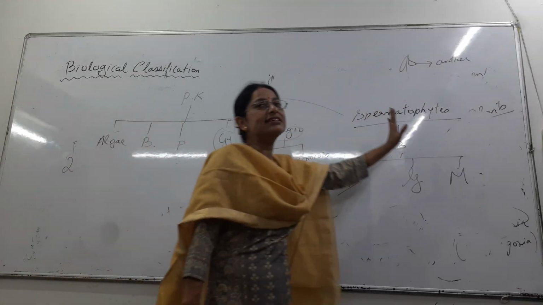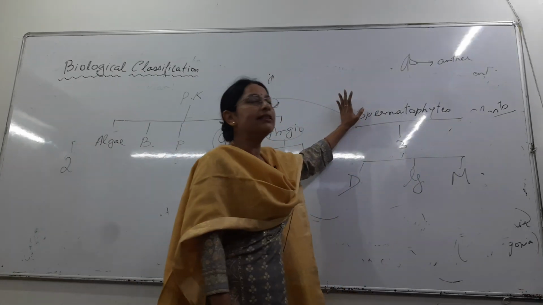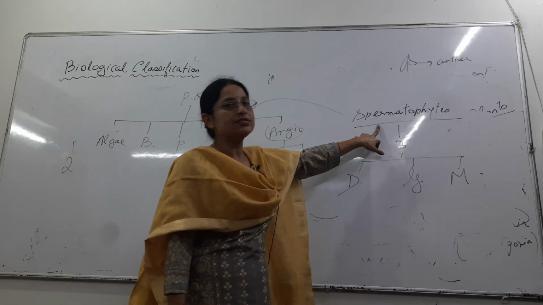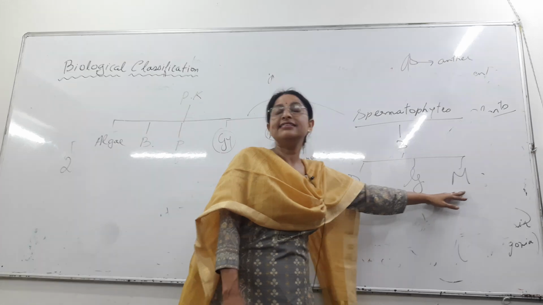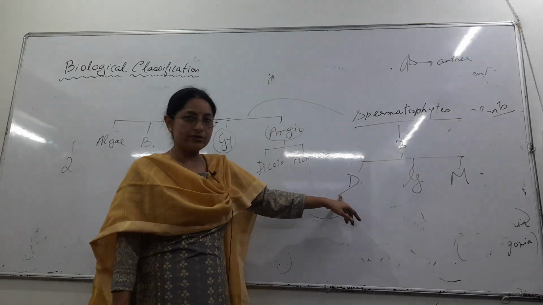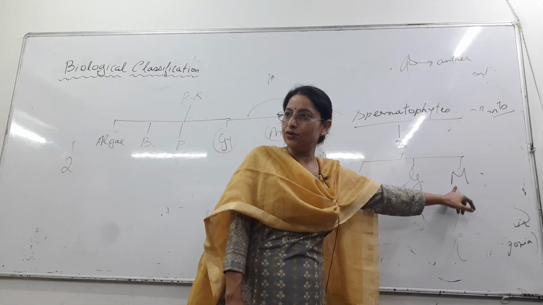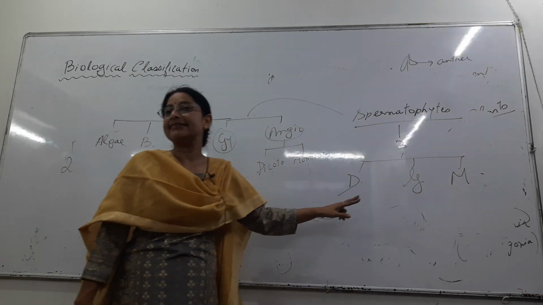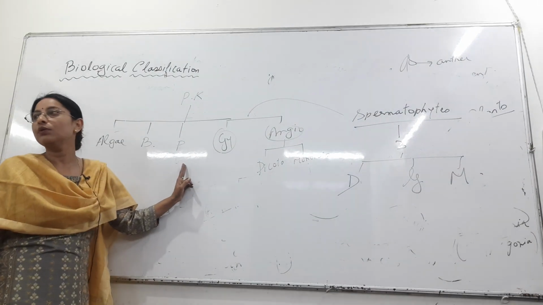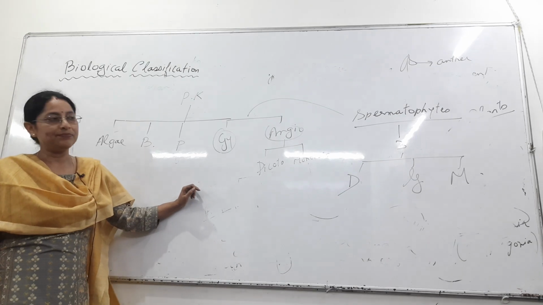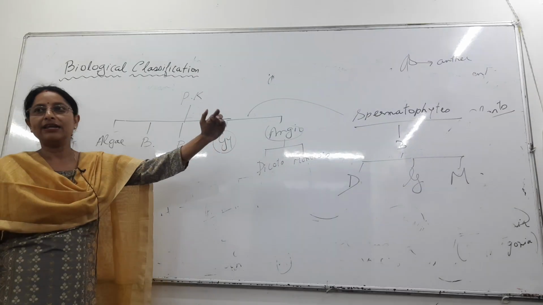Now coming back to this classification, what did Bentham and Hooker do? They classified spermatophytes into three groups. The sequence was dicots, gymnosperms, monocots. Is this sequence correct? What should it have been? Gymnosperms, dicot and monocot, right?